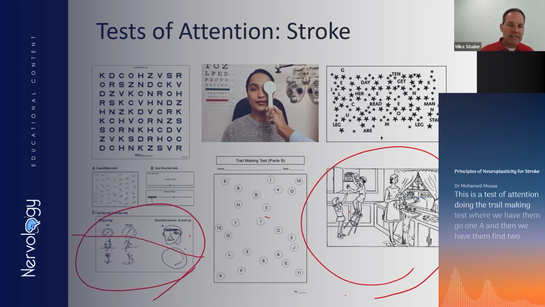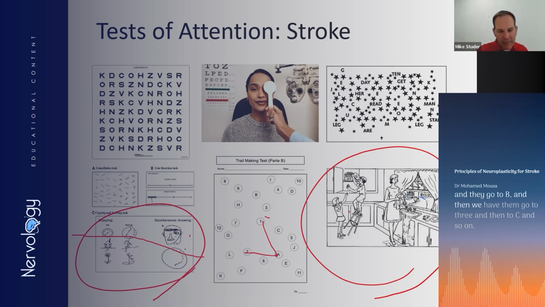Doing the trail making test where we have them go 1, A, and then we have them find 2, and they go to B, and then we have them go to 3, and then to C, and so on. So that's alternating attention.